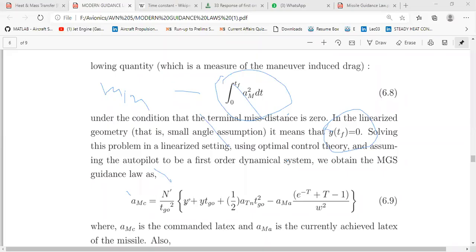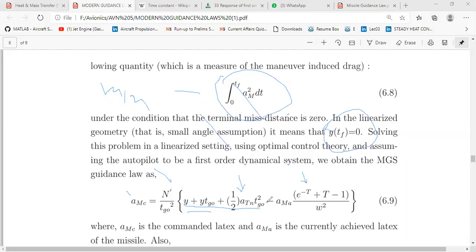Time to go square into y plus y dot into time to go, and the system was again 1/2 APN square time to go square. So if you remember, these are the terms we used in APN, right? And these are the two terms we used in proportional navigation. So first we derived for proportional navigation, then we added this term for maneuvering. Now we are adding this term for the consideration of your autopilot delay time.